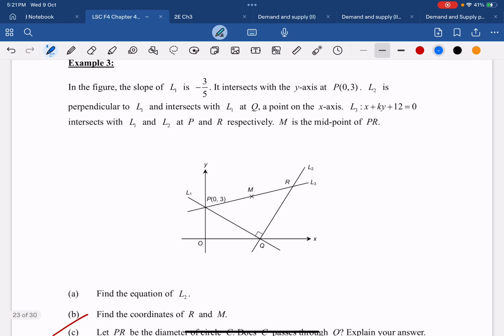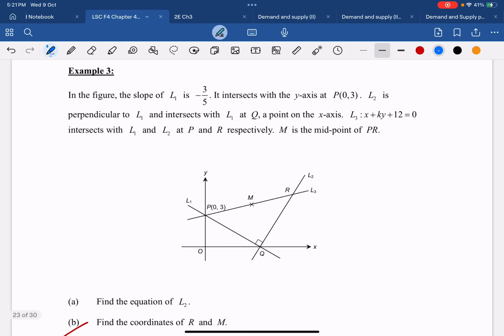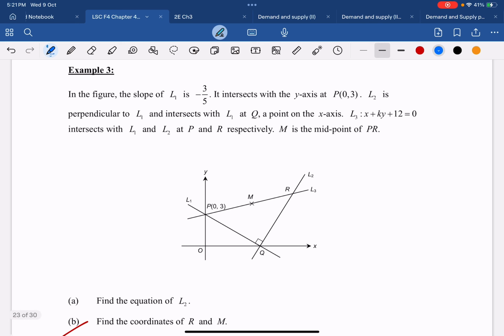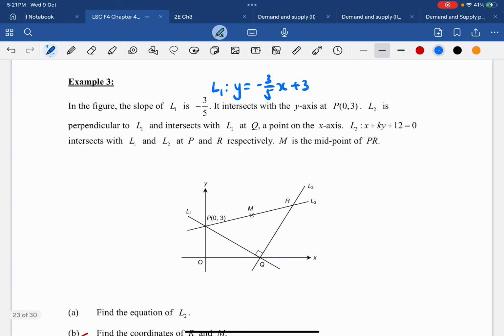So the slope of L1 is negative 3 over 5. And then it intersects with the x-axis at P, 0, 3. So actually, these two sentences already gave us the information of the equation of L1, right? So the equation of L1 is y equals negative 3 over 5 x plus 3. For sure, you can write it in general form.